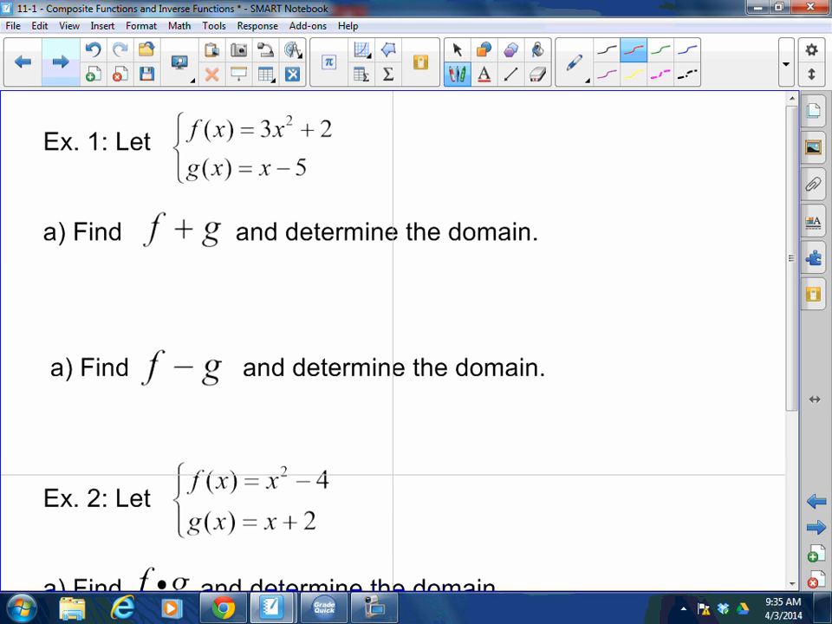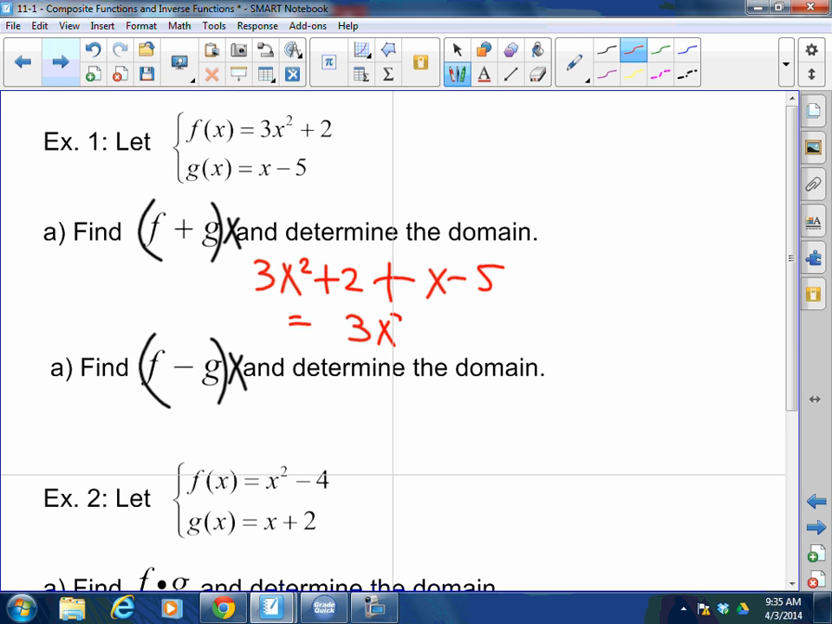So for example, let f of x be 3x squared plus 2 and let g of x be x minus 5. Let's go through some function operations, please. Find f plus g of x. Find f minus g of x. So let's find f plus g of x. Well, this is f of x plus g of x. Combine like terms. This would be 3x squared plus x minus 3. Done. Nice and easy.